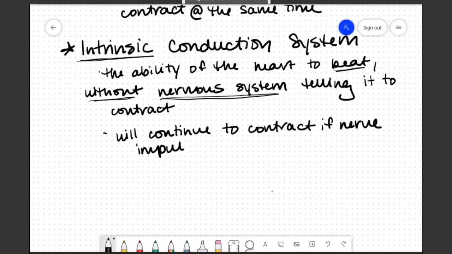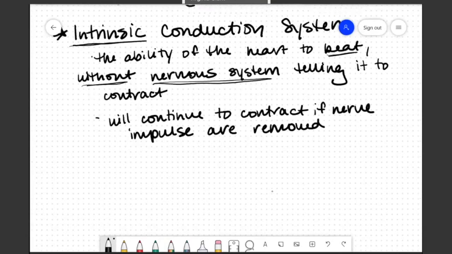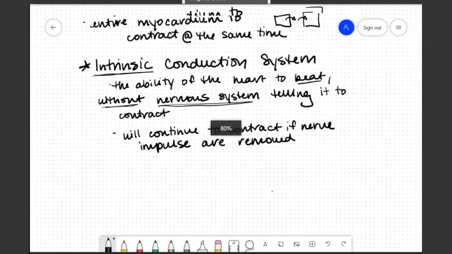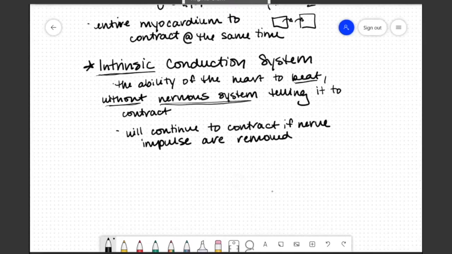So how in the world does your heart have the ability to contract on its own without having the nervous system connected to it, telling it what the brain is telling it to do? It's a very cool system. It's the intrinsic conduction system, and it is super fascinating. So we're going to talk about that.